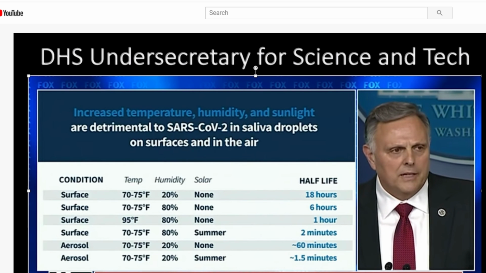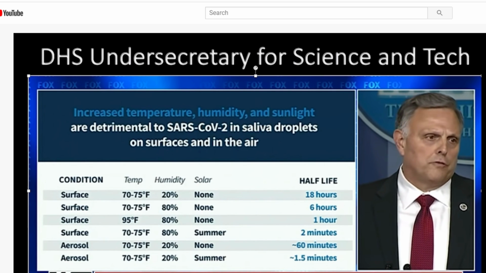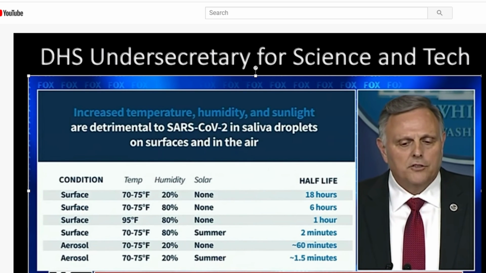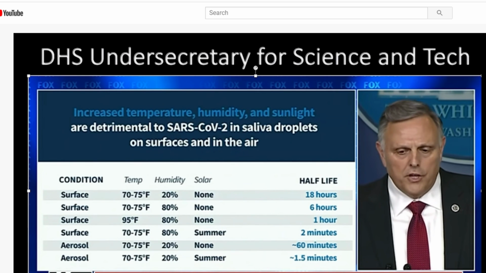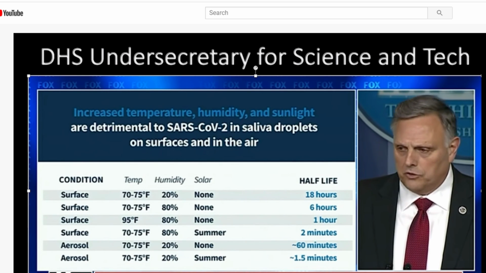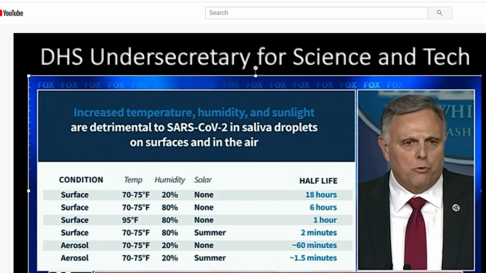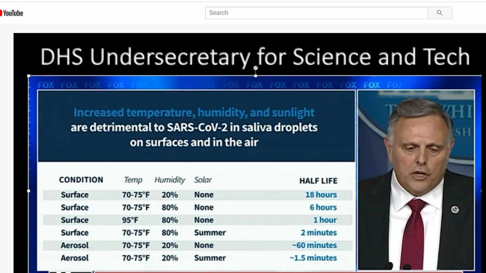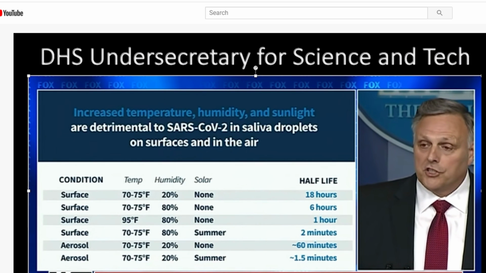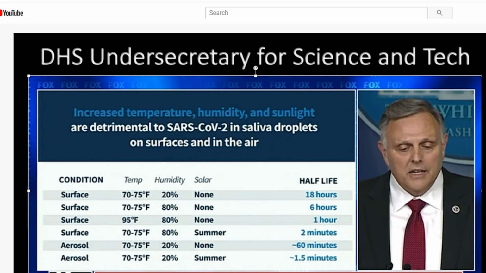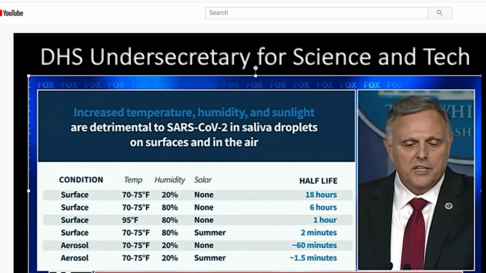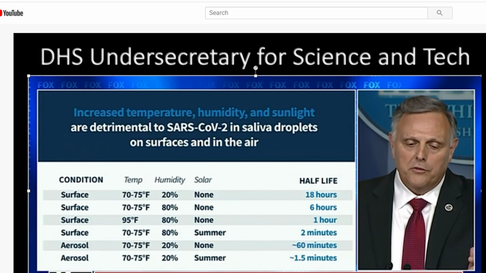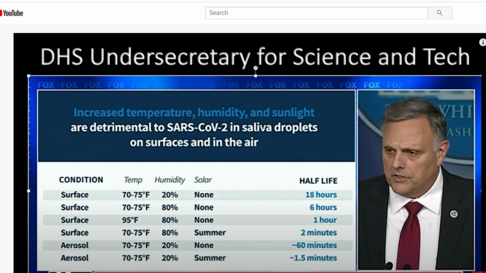If you look at the first three lines, when you see the word surface, we're talking about non-porous surfaces, door handles, stainless steel. And as the temperature increases and as the humidity increases with no sun involved, you can see how drastically the half-life goes down on that virus. So the virus is dying at a much more rapid pace just from exposure to higher temperatures and humidity. If you look at the fourth line, you inject the sunlight, you inject UV rays into that. The same conditions as line 2, at 70 to 75 degrees with 80% humidity on the surface, but look at line 4, now you inject the sun, and the half-life goes from 6 hours to 2 minutes.